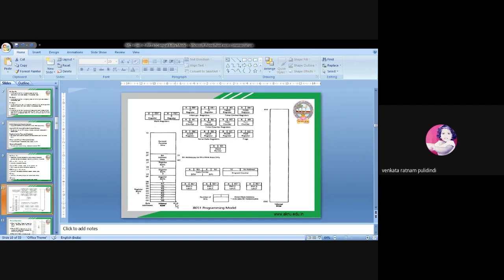Here we have the port lines, port latches: port 0 latch, port 1 latch, port 2 latch, port 3 latch. So this is the memory organization, that means the programming model of the 8051 microcontroller. Here we have the internal RAM. So this is the programming model: what registers are used, what is the direct address location of each register, and what is the size of the register.